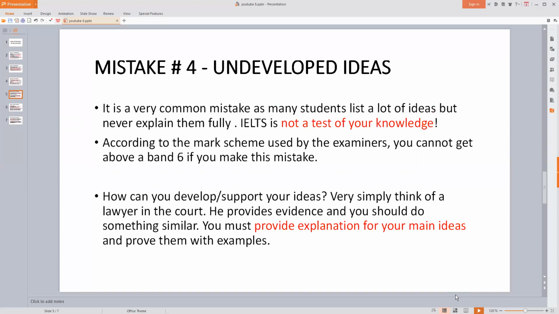And you should do something similar, okay? Just imagine that the examiner is a judge, and you have to provide evidence. You need to provide explanation for your main ideas, and you have to prove it with examples, okay? You need to convince the examiner that your ideas are correct, that yes, this is what is correct, okay? And how can you do that? You can convince the examiner by providing explanation for your main ideas and proving them with various examples, okay? Don't worry if you're not getting it, because I'm going to give you a few examples as well.